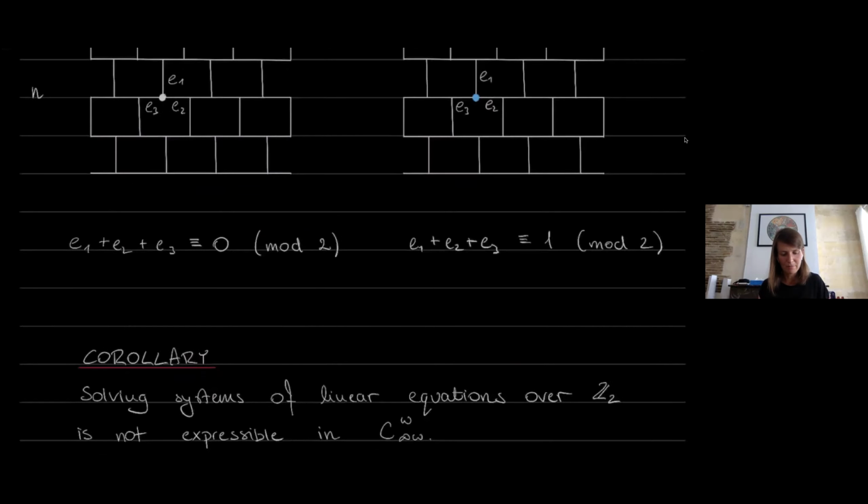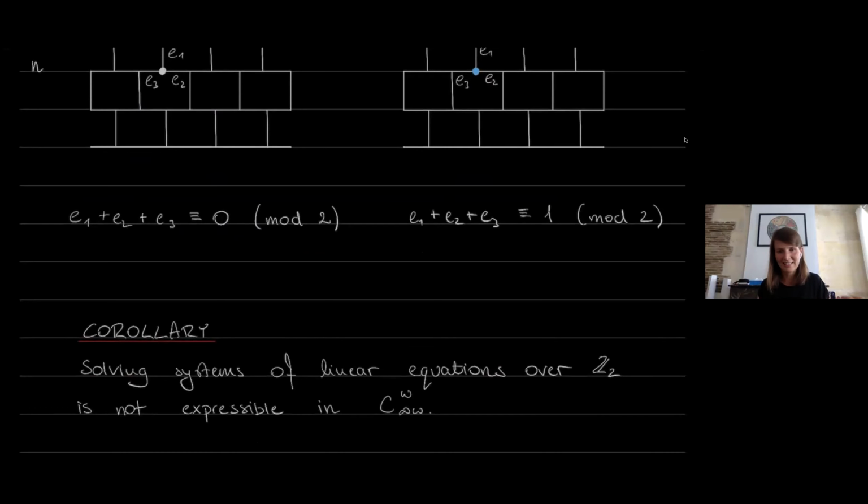So in particular, this is not exactly visible here, but we would have to talk about how to encode systems of linear equations. But I hope it's clear that you can use some kind of reduction and show that from this CFI construction, it also follows that solving systems of linear equations over Z2 is not expressible in this infinitary counting logic. So in particular, also not expressible in fixed point logic with counting. This is another thing which you can clearly do in polynomial time, but you cannot express in fixed point logic with counting.